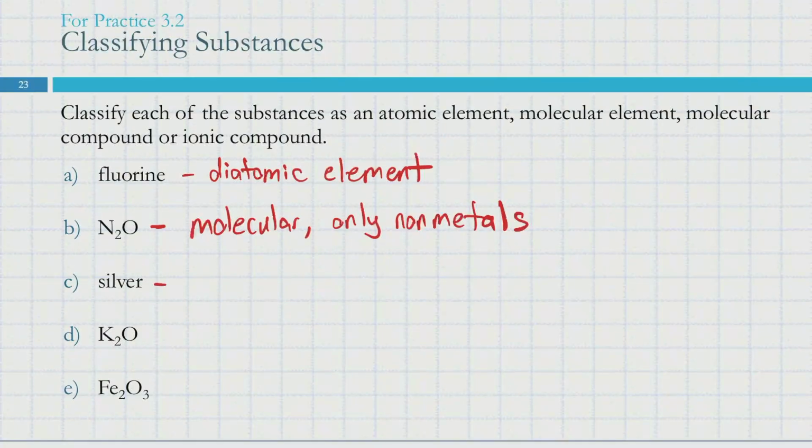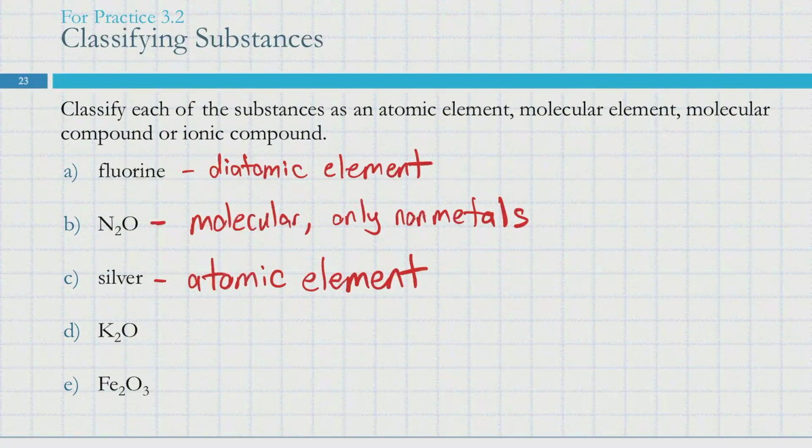What about silver? Silver is an element. What kind of element? Atomic or molecular? It's atomic. An atomic element. Our molecular elements are only nonmetals. I don't know if you noticed that. So hydrogen all the way over on the left, usually lumped in with nonmetals, and then nitrogen through oxygen down to iodine, phosphorus, sulfur, selenium. Those are all nonmetals. So anytime that we've got a metal, it's going to be atomic.